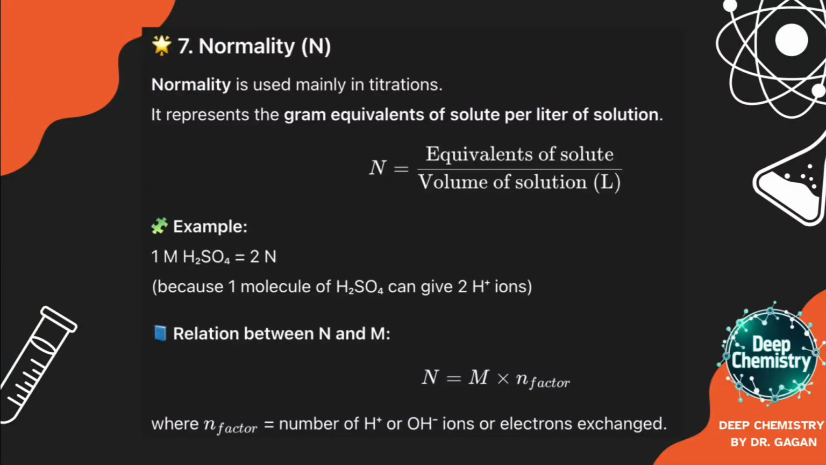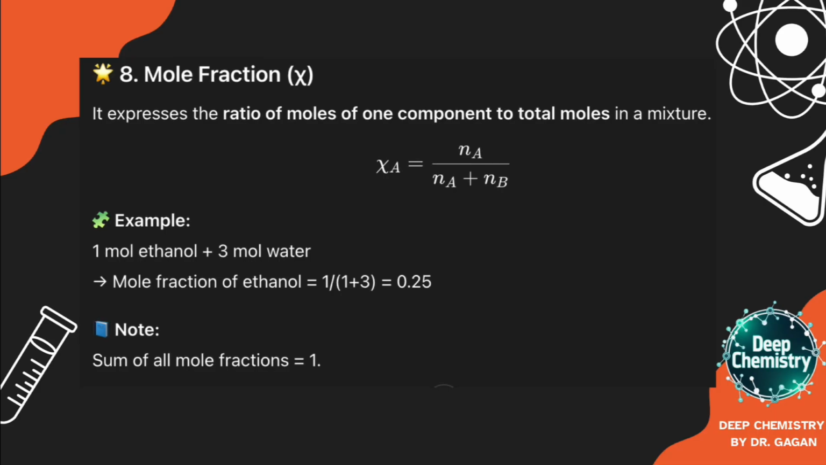Then is mole fraction. Now the mole fraction tells us what fraction of total moles belongs to one compound. So the mole fraction of any component, for example A, will be equal to number of moles of A divided by total number of moles. For example, if we mix 1 mole of ethanol with 3 moles of water, then the mole fraction of ethanol will be 1 divided by 1 plus 3, that is 1 divided by 4, which is equal to 0.25, and the mole fraction of water will be 3 divided by 4, which is equal to 0.75.